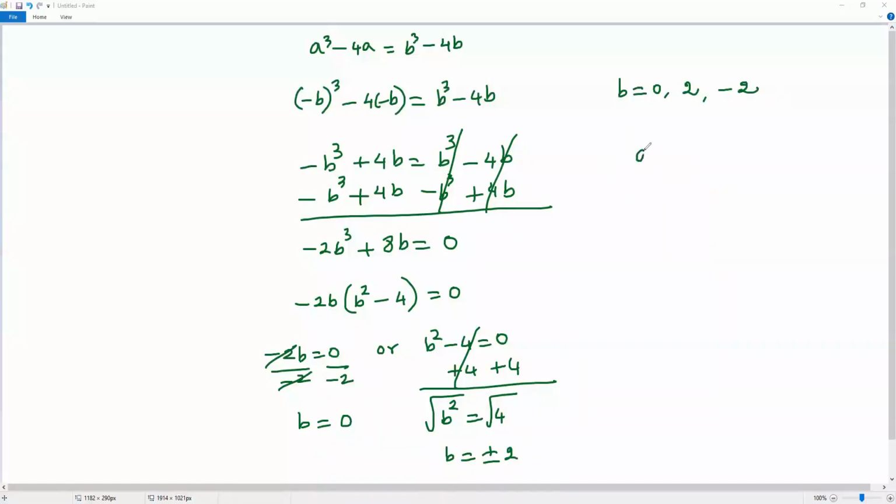Already we know that a is equal to negative b. If I take b is equal to 0, I get a is equal to 0. If I take b is equal to 2, then I get a is equal to negative 2, because b is equal to 2 means there is a negative sign over here, it will become negative 2. When b is negative 2, this negative times negative will become positive, then we get a is equal to 2. Now we have three values for b and three values for a.